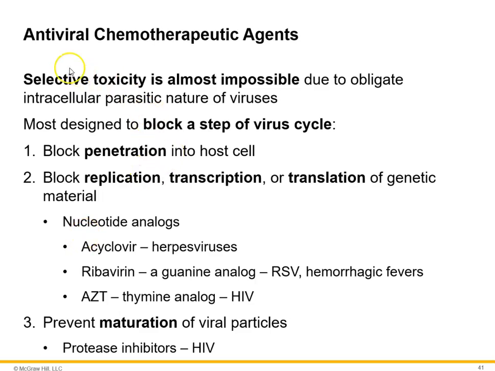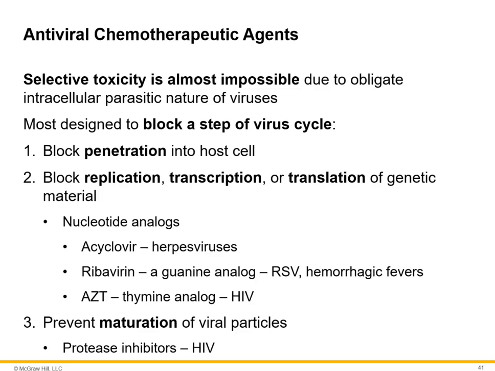Okay, so antivirals. The problem with antiviral chemotherapeutic agents is that selective toxicity is essentially impossible. And this is because the virus uses our cells to replicate itself. And so really the way to get to the virus is to target our own cells.